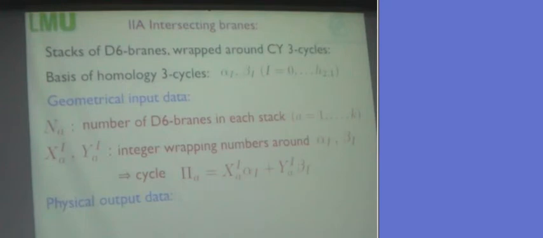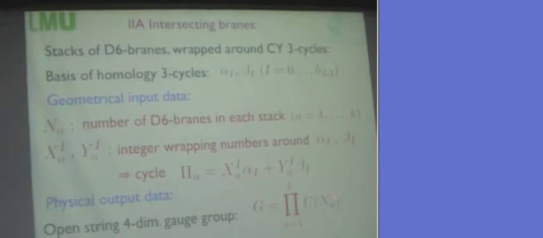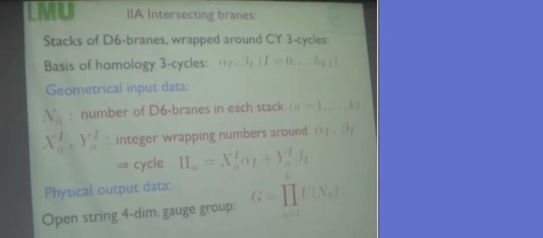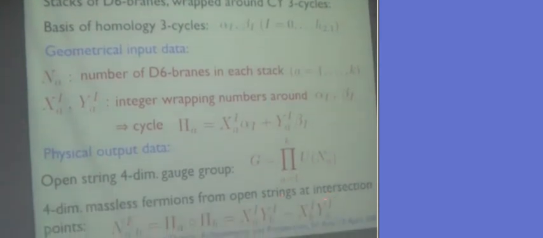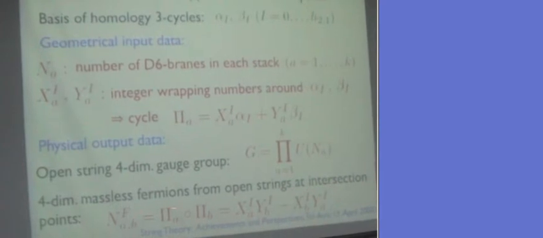So if we specify now this geometrical input data, we get out some physical output data. The basic physical output data are first the open string 4-dimensional gauge group, which in the simplest case is a product of unitary groups of this form. And moreover, 4-dimensional massless fermions from the open strings which sit precisely at the intersection points.